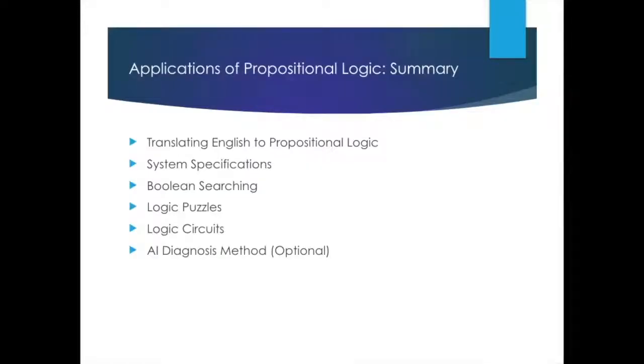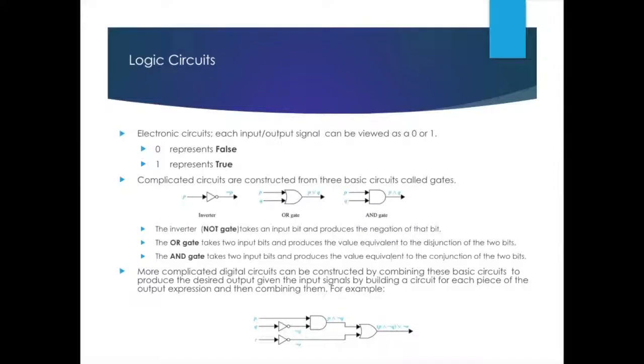One famous application of this science, which is propositional logic, is translating English to propositional logic, system specification, Boolean searching, logic puzzles, logic circuits, the ones we use in computers, and diagnosis methods. And this is an example, just to remind you that this is the same as the AND gate and OR gate you studied last semester. The inverter is basically the negator. Then the not: when you have P, not P is the inverter in the digital circuit.